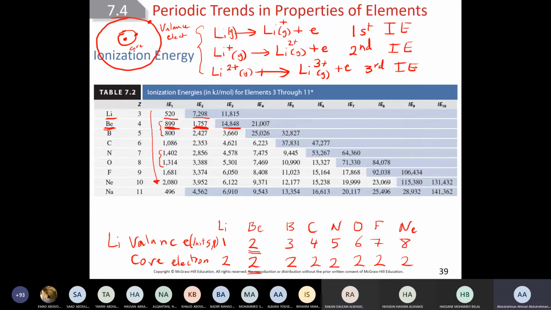Now, let's go across. So this one is higher than this one. And then the second ionization will be 1,700. Third ionization, 14,000. Why is the big increase? Because we reach the core electrons. Exactly. When are you going to expect the big increase for carbon?